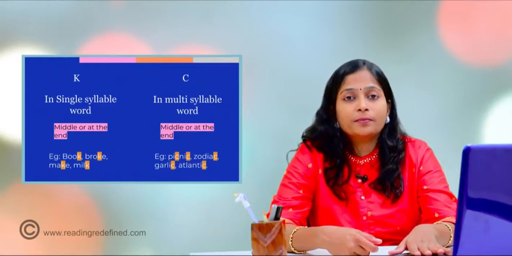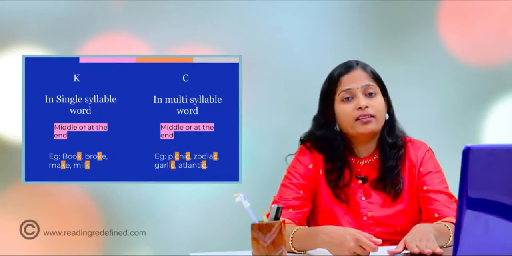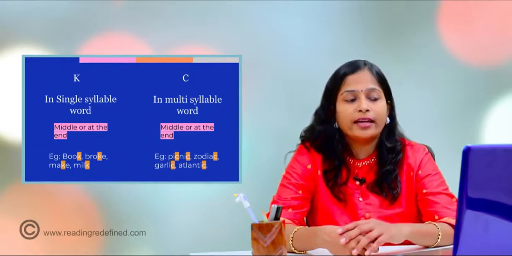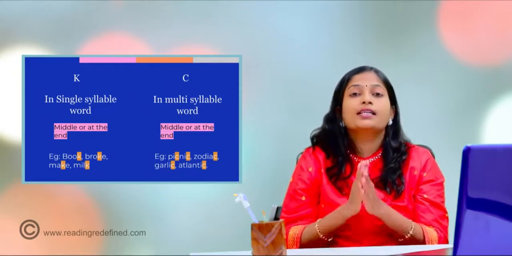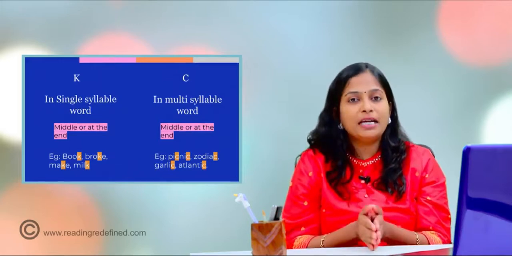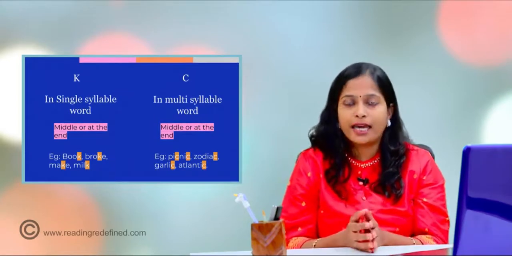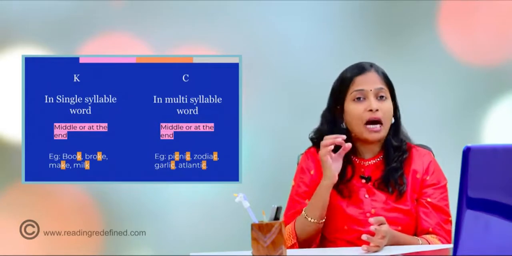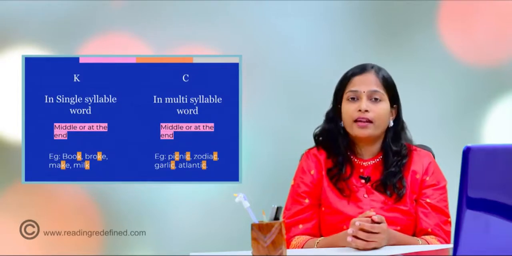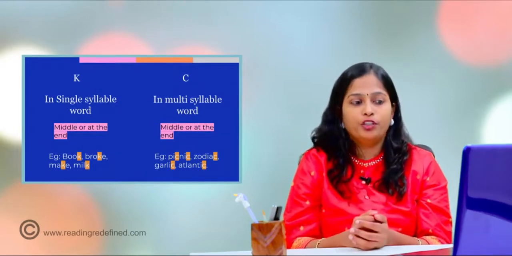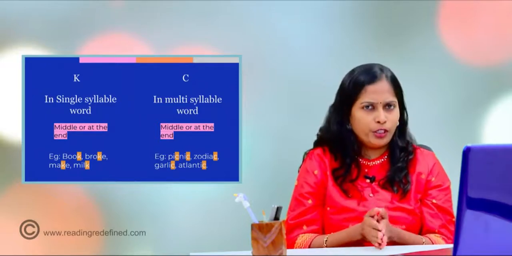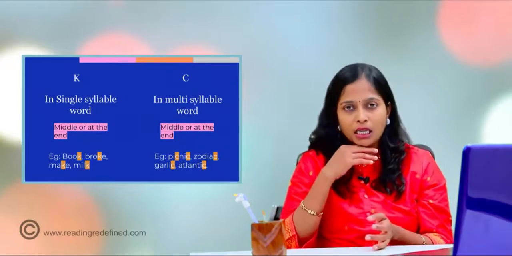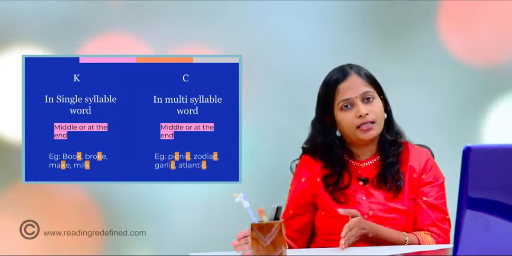Where to write K, in the middle or at the end? When it comes to the middle or end, then again it's a question, right? If the word is a single syllable word, in the middle or at the end we use K. If the word is a multi-syllable word, then we use C. We don't use K, we use C.